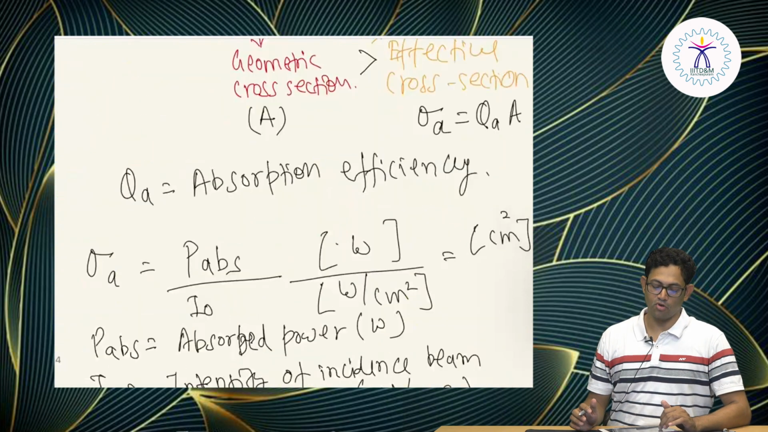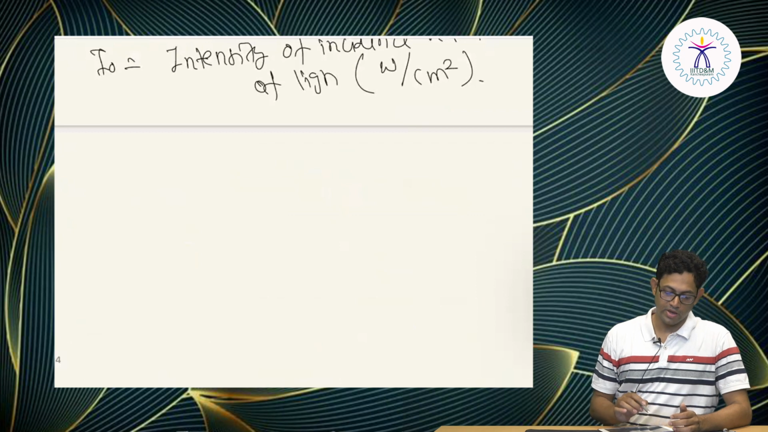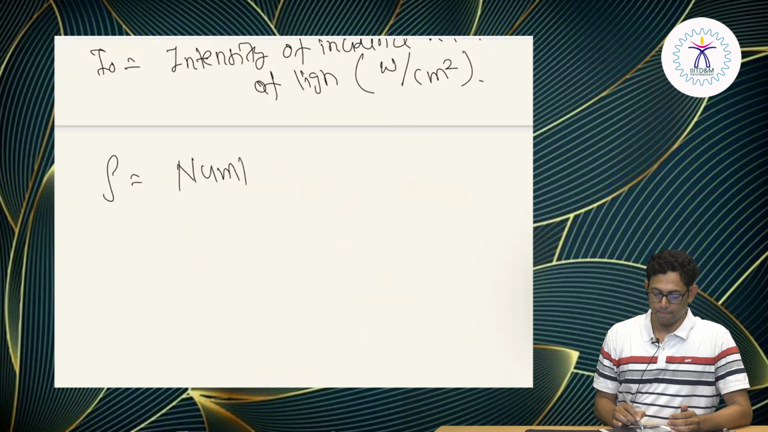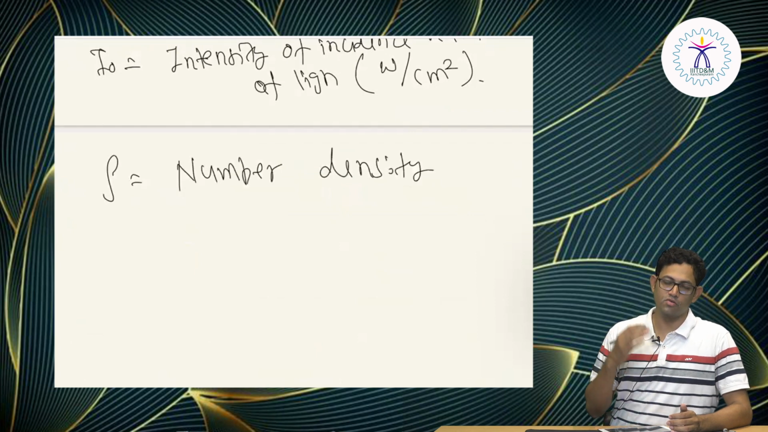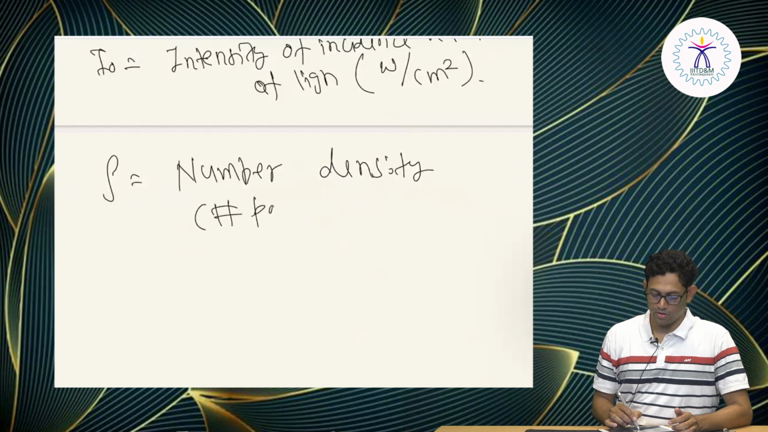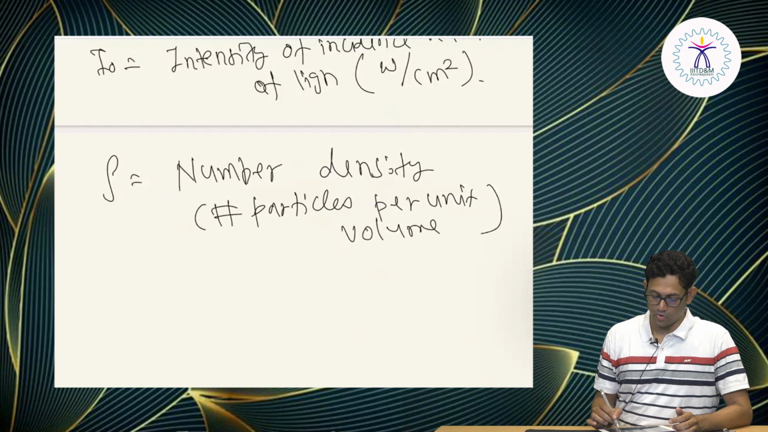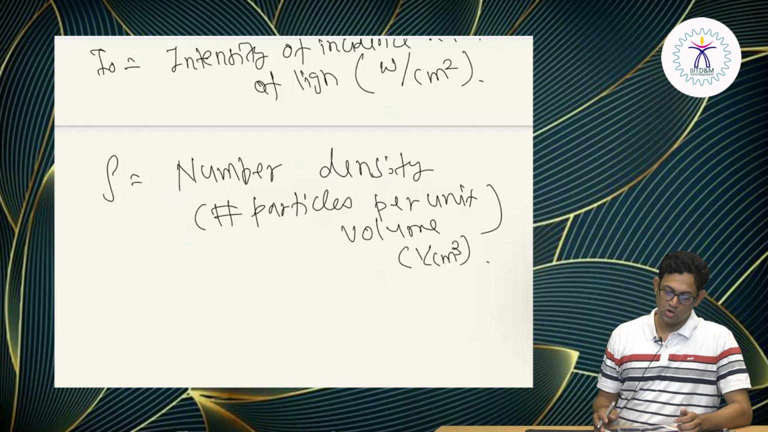For that, we need to introduce one parameter known as rho, which is known as the number density. So now we have calculated for a single particle, and now we want to move to many particles. So we introduce something known as number density, which is defined as the number of particles per unit volume, that is 1 by centimeter cube.